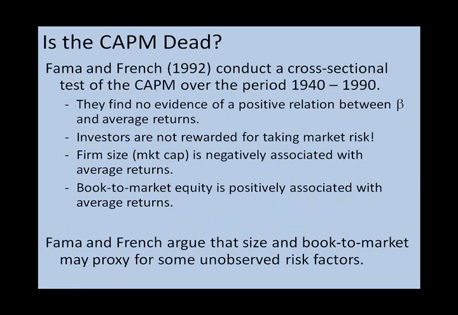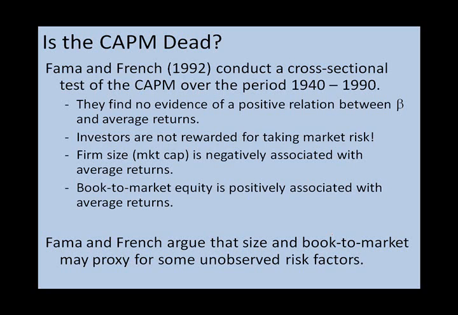Fama and French, in 1992, did conduct this cross-sectional test of the CAPM over the period 1940 to 1990. And they find no evidence of a positive relation between beta and average returns. In fact, they find that investors are not rewarded for taking market risk. In other words, investors could invest in low beta stocks or high beta stocks, and it wouldn't affect the average excess returns that they would have earned. Well, this is not good for the CAPM, strong evidence that the CAPM doesn't work.